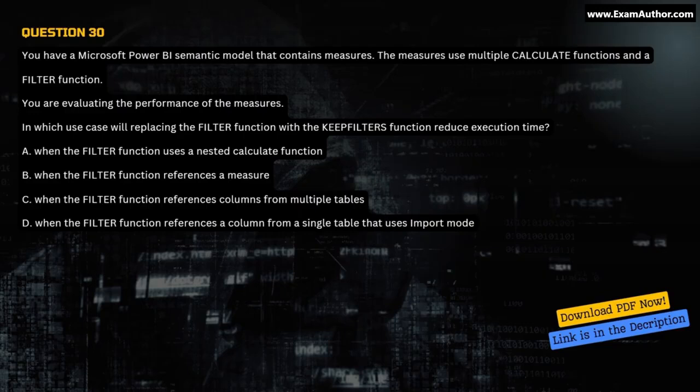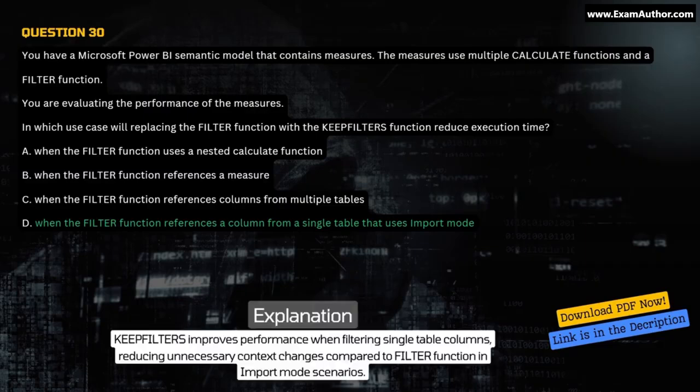A. When the filter function uses a nested calculate function. B. When the filter function references a measure. C. When the filter function references columns from multiple tables. D. When the filter function references a column from a single table that uses import mode. Correct answer D. Explanation. keepFilters improves performance when filtering single table columns, reducing unnecessary context changes compared to the filter function in import mode scenarios.